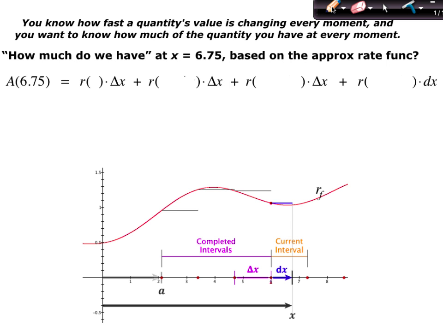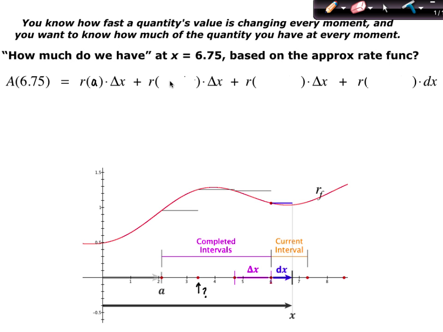I heard 0 and A. I think it's A. A, right? That's the x value at the left side of the first interval. So we want R of A, delta x. Now, what is the x value at the left side of the second interval? A plus dx. A plus delta x.